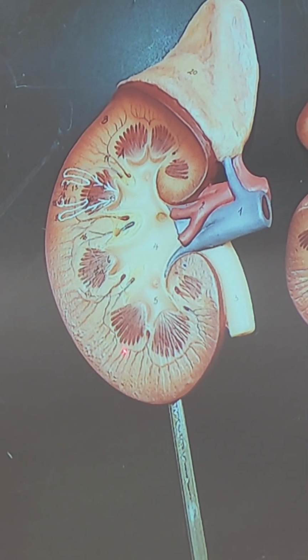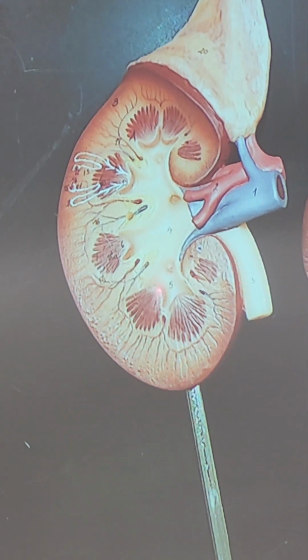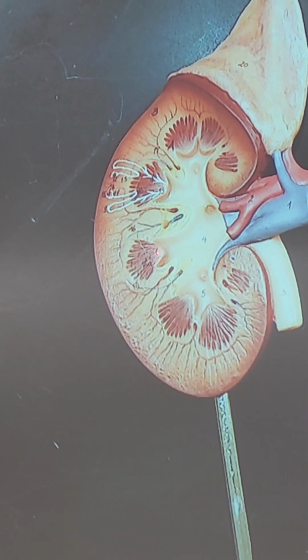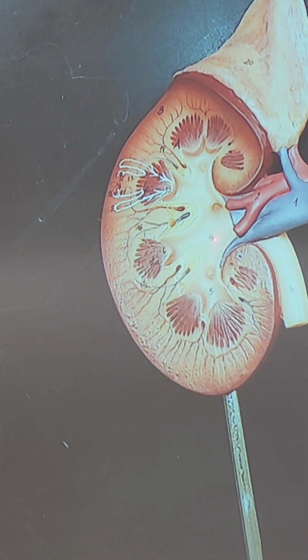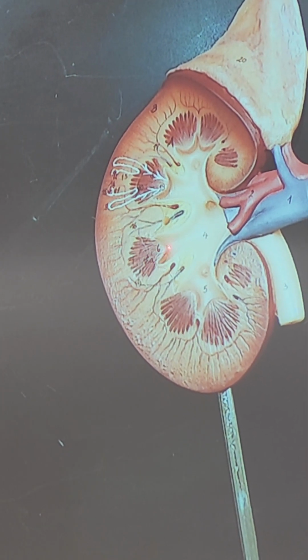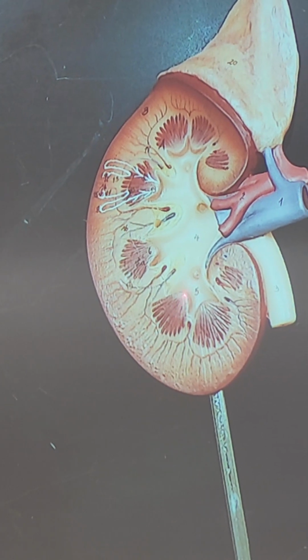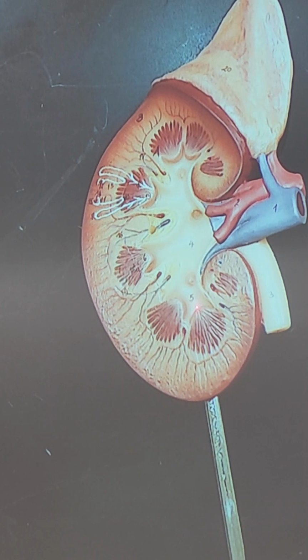Every pyramid has a base facing peripheral and an apex called the renal papilla. This is the renal papilla. That's the apex of the pyramid, facing the hilum. This is the hilum of the kidney. So around the papilla is the minor calyx. Around each papilla, minor calyx, a cup-like structure to receive urine.